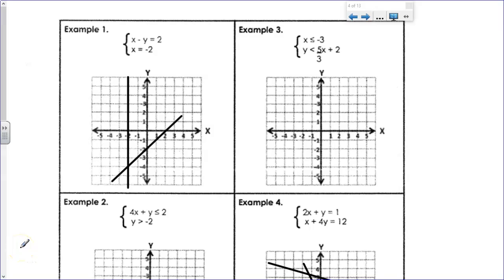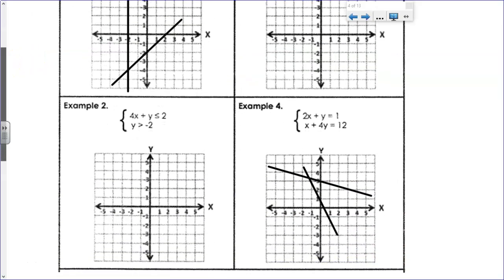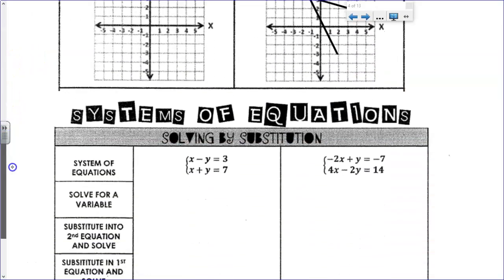Okay, we're going to look at systems of inequalities, and we're going to do solving today. So find this page. You may need to pause the video and find this page in your notes. Okay, so let's go down here to the bottom.